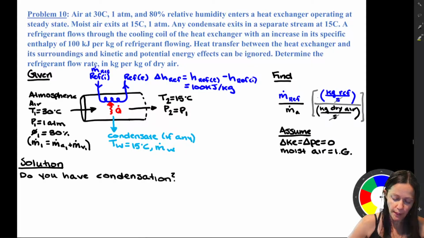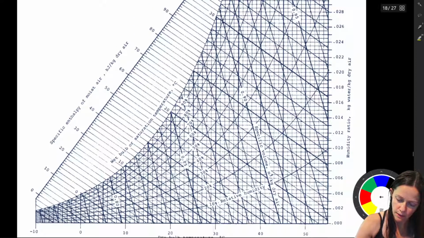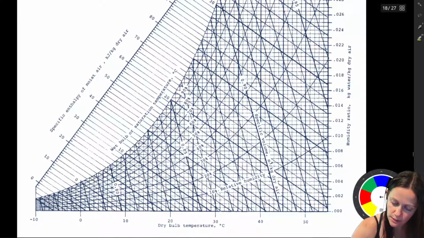But the other way is, if our atmospheric air is at 1 atm, we can use our psychrometric charts, and that's what we're going to do because we're at 1 atm. So we're cooling from 30 degrees Celsius with a relative humidity of 80% down to 15. I've got a little picture of a psychrometric chart here. So 30 degrees, that's my T1. And then my relative humidity is 80. I'm just going to mark a little point right there.